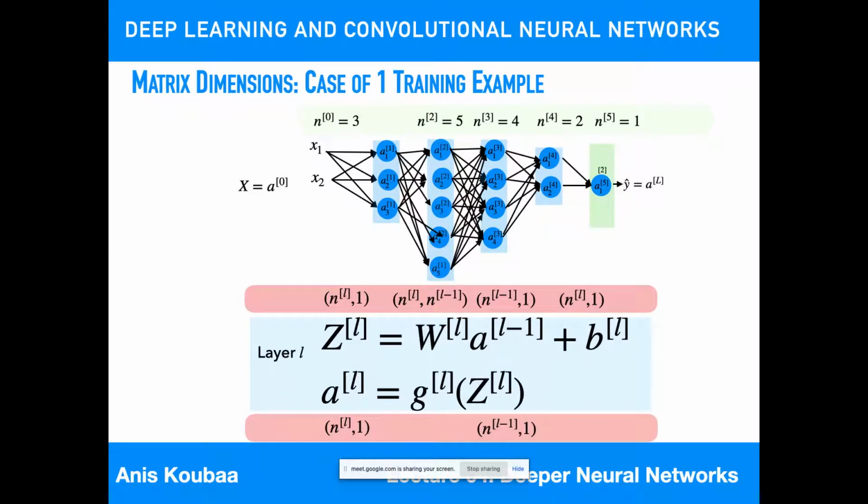So we can write the general shapes as follows. At every layer L, the shape of W^L is N^L by N^(L-1). N^(L-1) represents the number of units in the previous layer, and N^L represents the number of units in the current layer. The shape of A^(L-1) will be N^(L-1), 1. The shape of B will be N^L, 1, because we have one bias in every node of the layer L. Then we calculate Z, which will have the shape N^L, 1. And finally, the shape of A will be the same as the shape of Z.